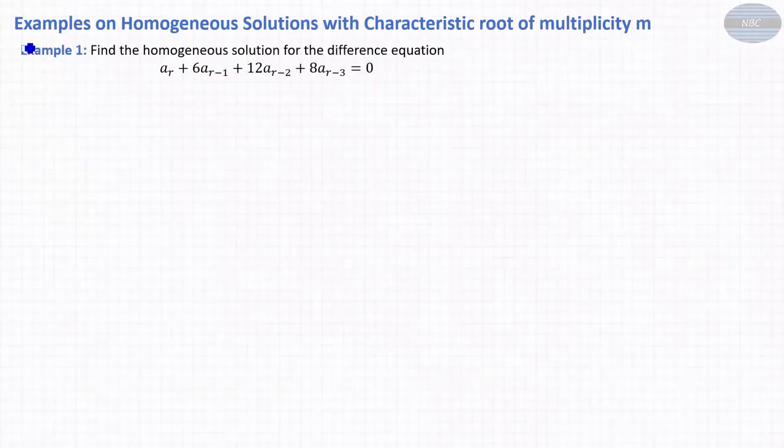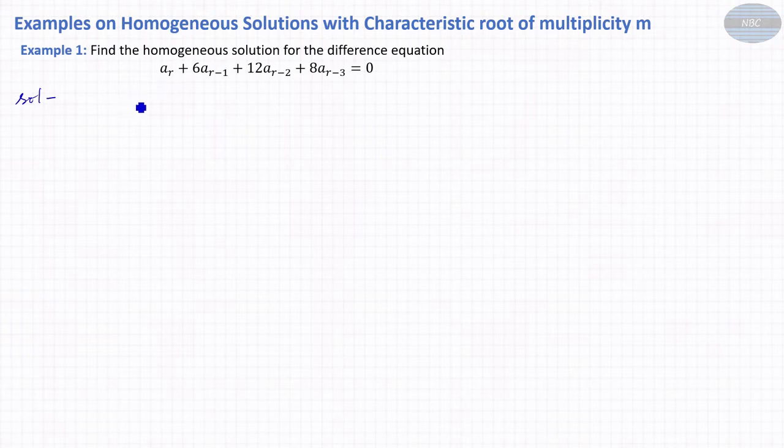In this lecture, we'll study examples on homogeneous solutions with characteristic root of multiplicity m. Okay, so come to example 1. Find the homogeneous solution for the difference equation. So this is a third order difference equation and we'll find out the homogeneous solution for this. Let us write down the characteristic equation for this third order difference equation.